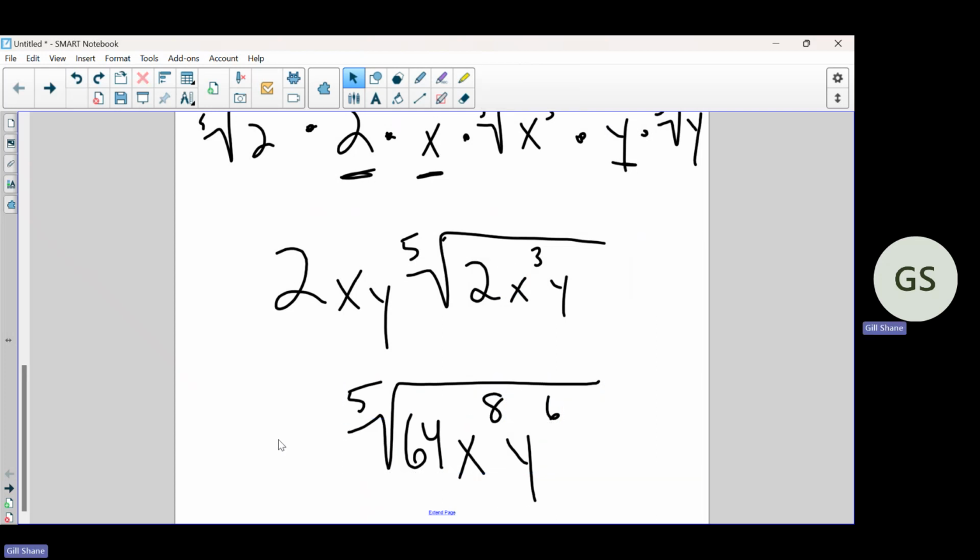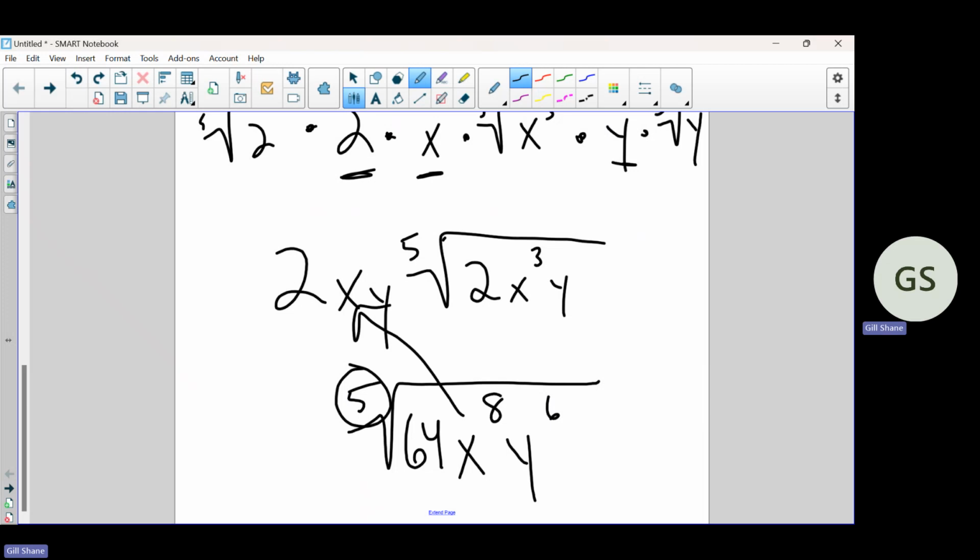So ultimately, here's what we do. For the variables, it's actually pretty easy. If I have the 5th root, for example, if I have an exponent higher than that root for a variable, then I can pull out that variable and bring it out as an exponent.